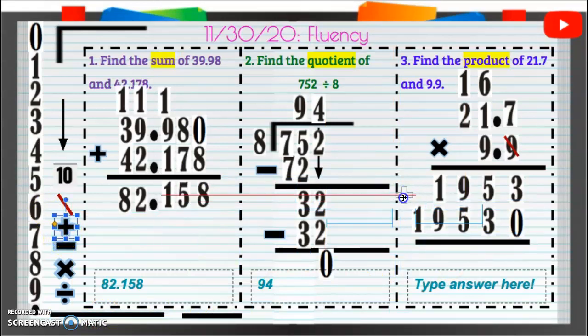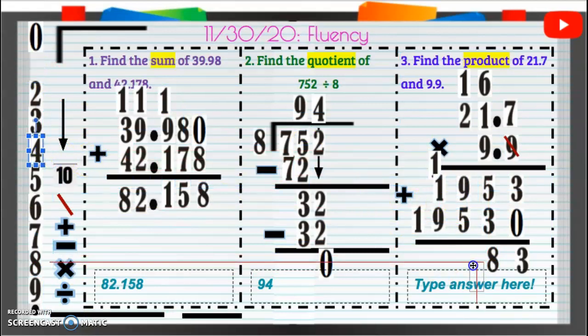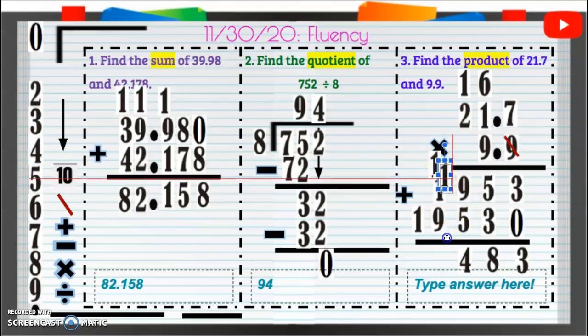All right. 3 plus 0 is 3. 5 plus 3 is 8. 9 plus 5 is 14. I'm going to carry that 1, drop that 4. I'm out of ones again. 9, 10, 11. I have 11, drop 1, and carry that 1. And then 1 plus 1 is 2. So is that our answer?